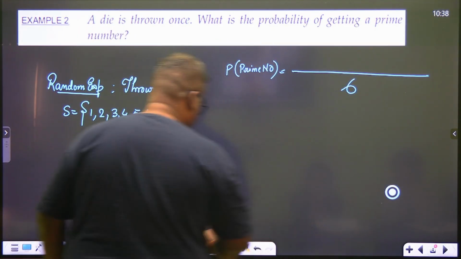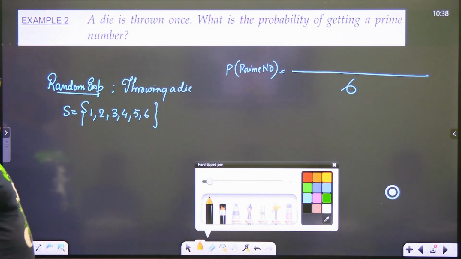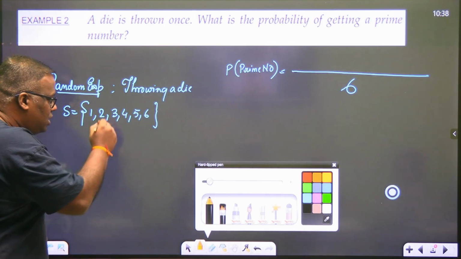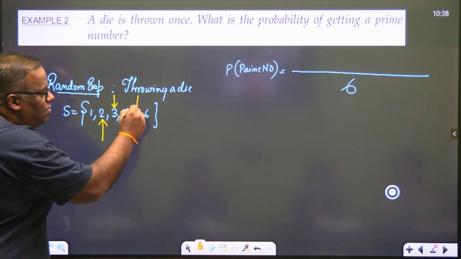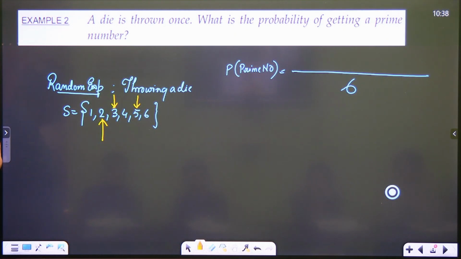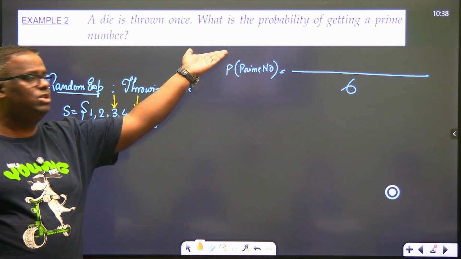Out of 6, we have to see which ones favor me. 1 is neither prime nor composite. 2 is a prime number. 3 is a prime number. 4 is not, and 5 is a prime number. How many prime numbers do we have? 3. If any one of these 3 comes, my question is satisfied.